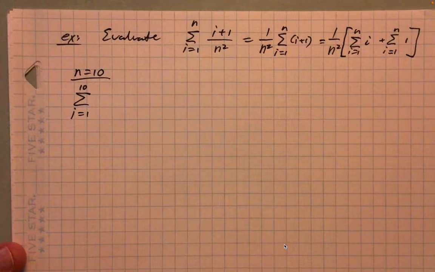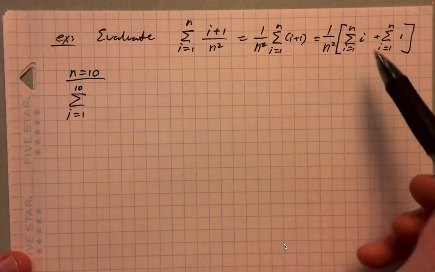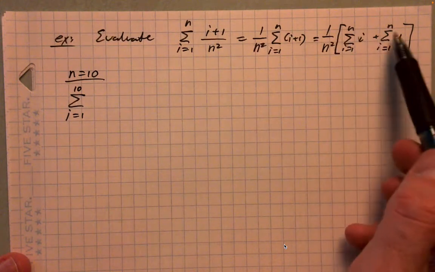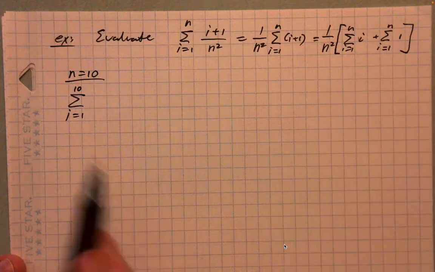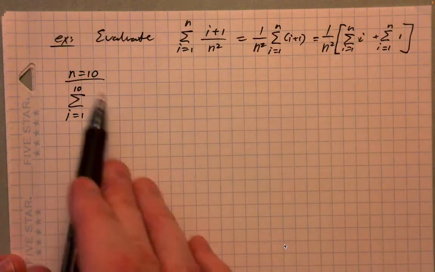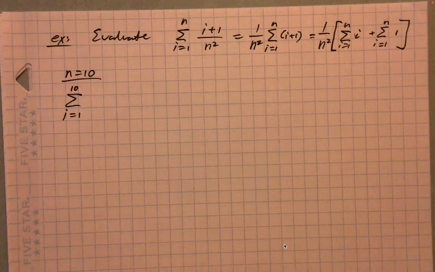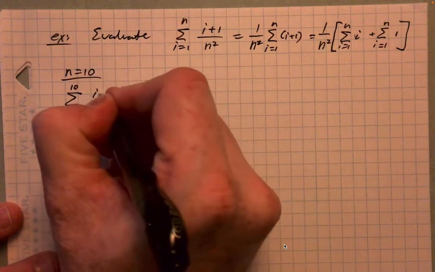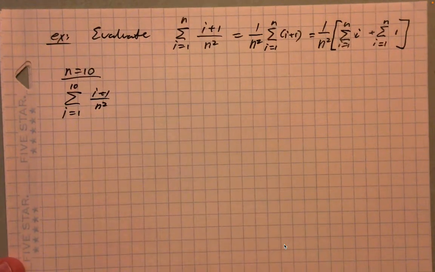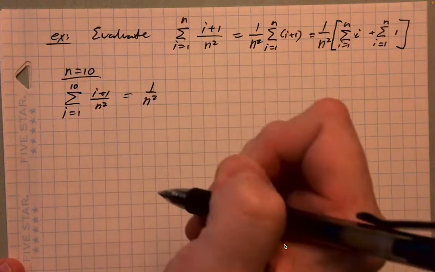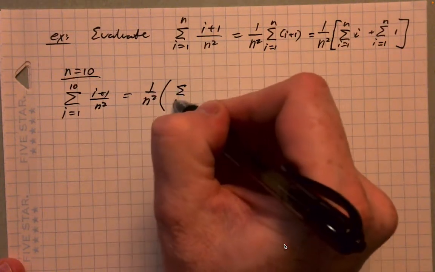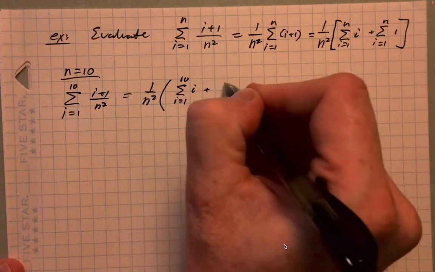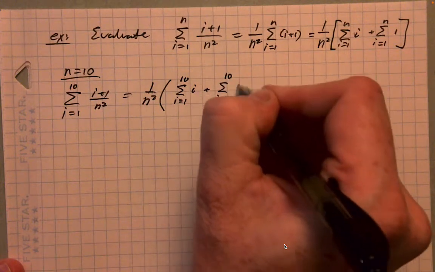Now, what's the advantage in doing it this way? Well, that theorem we just looked at tells us what this sum is equal to and tells us what this sum is equal to. So we can use that theorem to figure out what the sum is equal to for different values of n. So just writing it out here again, this could be written as 1 over n squared, and then the sum as I goes from 1 up to 10 of I plus I equals 1 to 10 of 1.